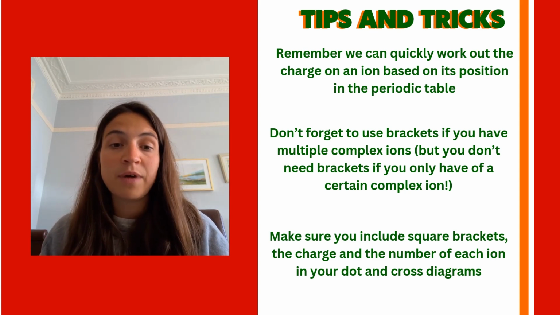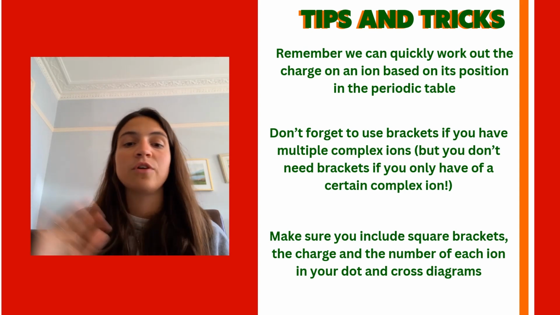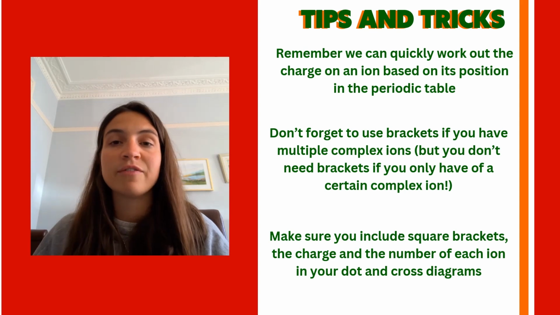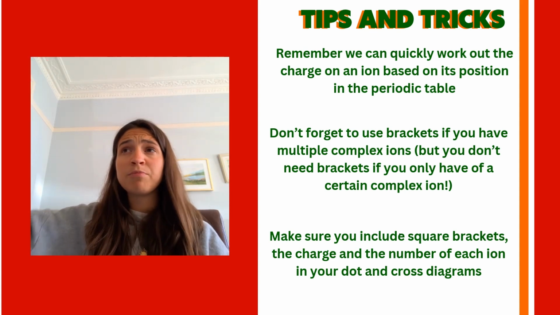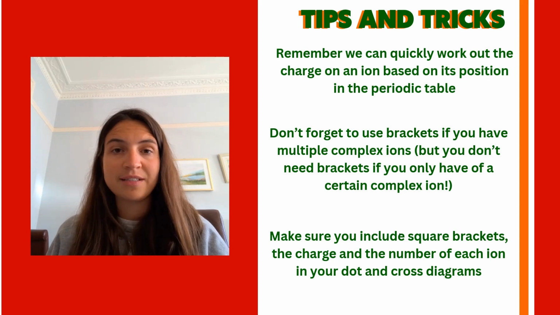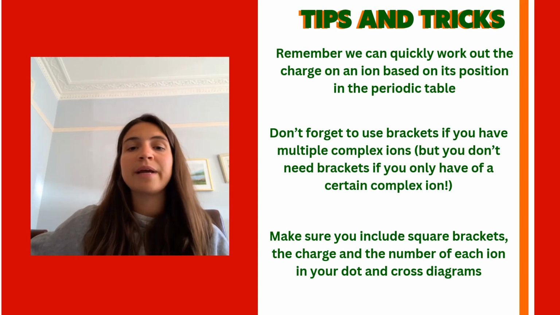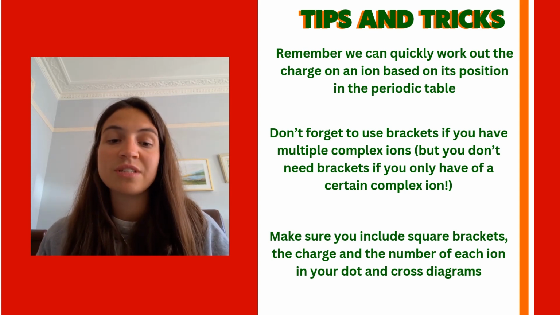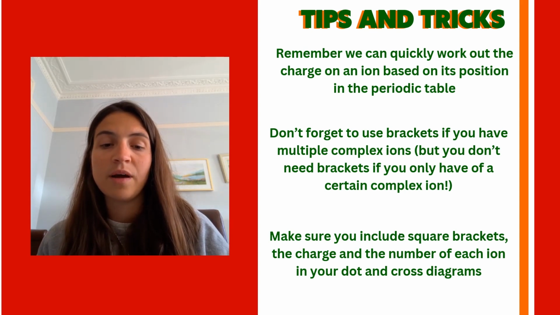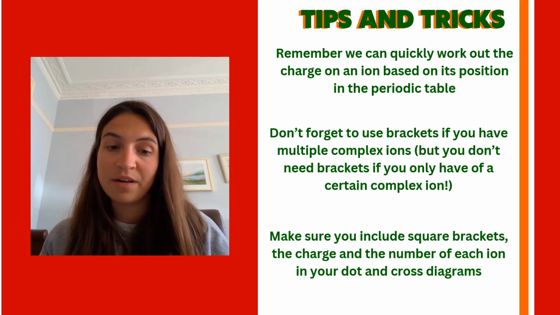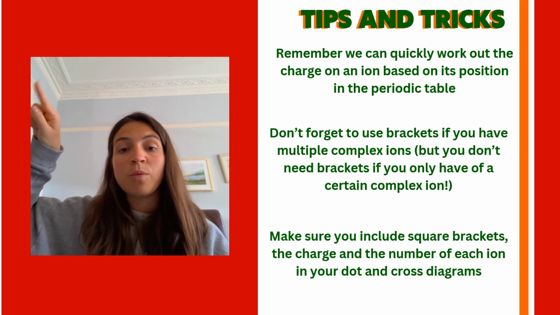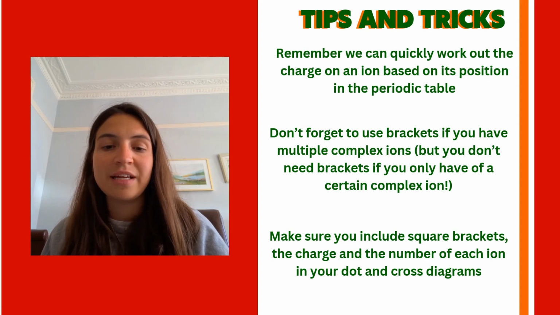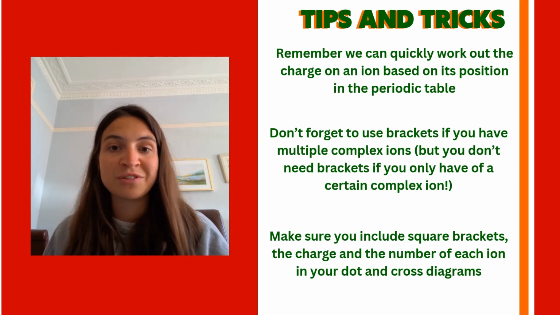Next one is don't forget to use brackets if you have multiple complex ions, okay, but not if you only have one of a certain complex ion. So put the brackets around the whole formula for that complex ion, and then put your number 2, 3, however many of them you have at the bottom right hand side of that bracket. Make sure to include the square brackets with the charge and the number of ions in your dot and cross diagram. So square bracket, charge at the top right, and how many of them you actually need, okay, in the bottom right of your dot and cross diagrams.